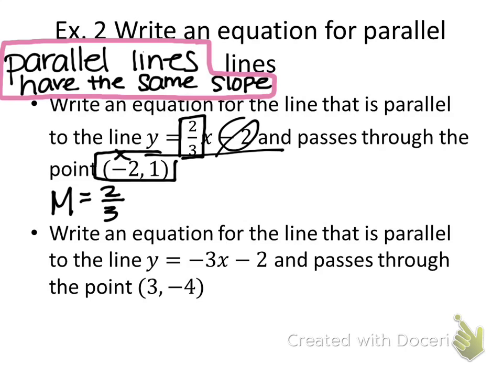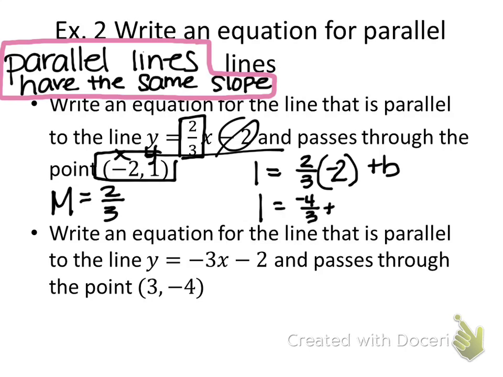So let's plug it in. I know I have an x. I know I have a y. I know I have an m. So I'm going to say 1 is equal to 2/3 times -2 plus b. We're going to end up with a fraction here, and that's okay. 1 equals -4/3 plus b. So I add 4/3 to both sides. And I get, I'm going to change my 1 to 3/3.